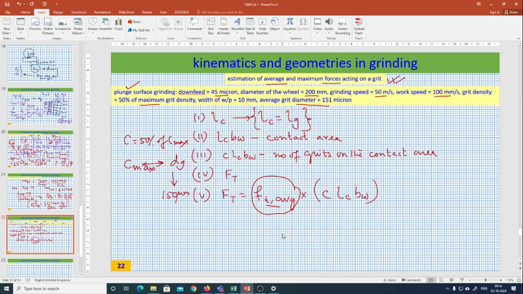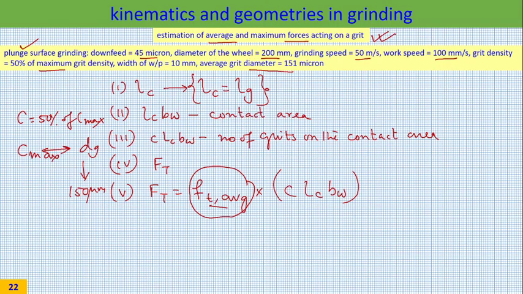So anyone, please unmute yourself and tell me how much is LC? LC is equal to root over ADS. So this is root over 0.045 into 200. This is how much? 3 millimeter.